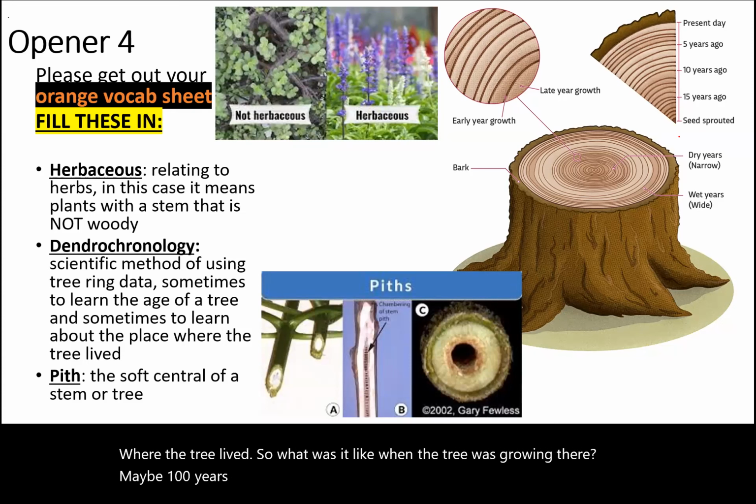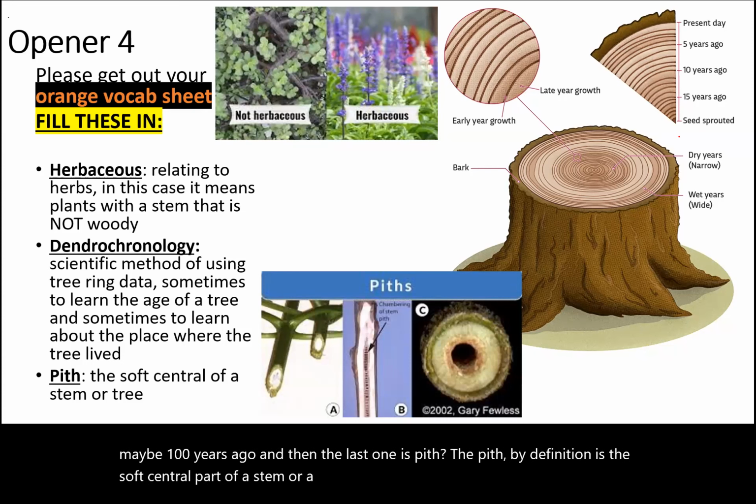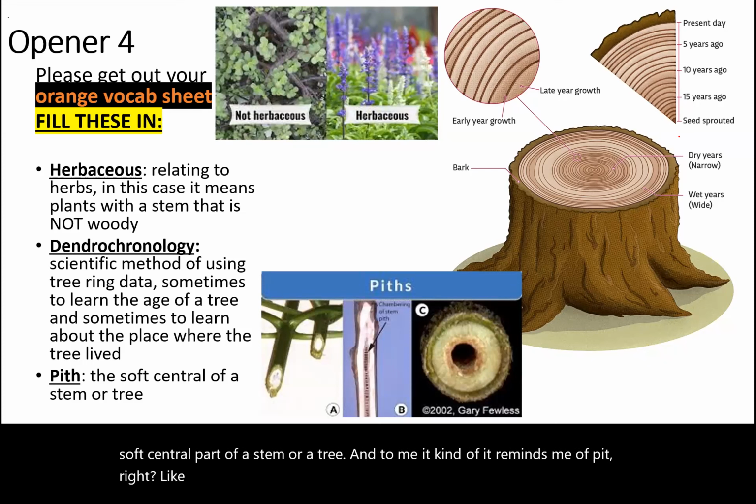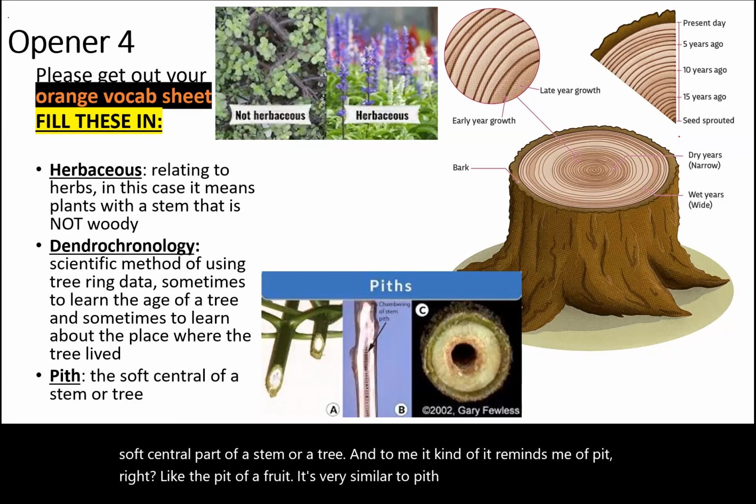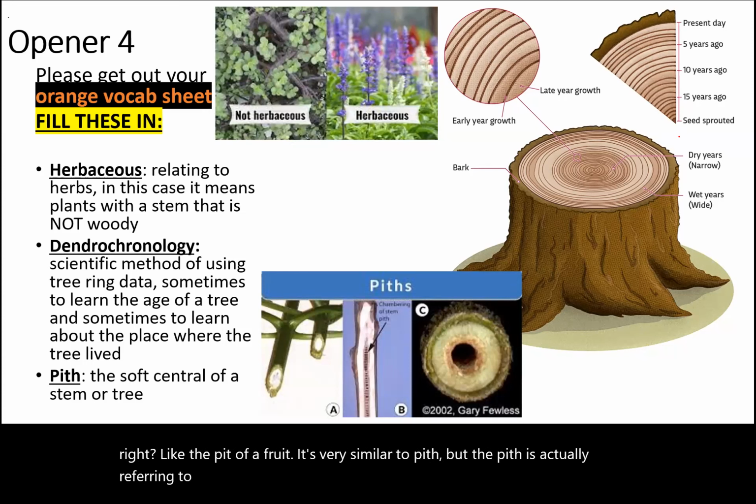And then the last one is pith. The pith, by definition, is the soft central part of a stem or a tree. And to me, it reminds me of pit, right? Like the pit of a fruit. It's very similar to pith, but the pith is actually referring to the squishy inside part.